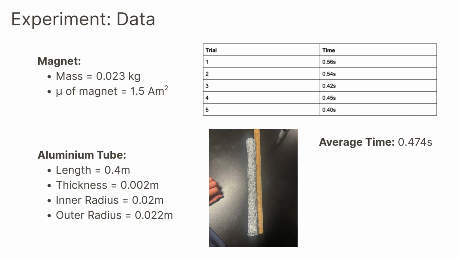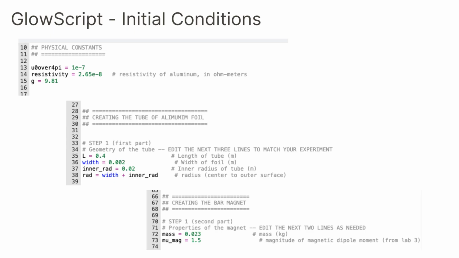The mass of the magnet was 0.023 kilograms. The magnetic dipole moment of the magnet was 1.5 ampere meters squared. The data for the aluminum tube is that the length we calculated as 0.4 meters. The thickness was 0.002 meters. The inner radius was 0.02 meters, and the outer radius was 0.022 meters. We did 5 trials of this, and we got that the average time was 0.474 seconds.